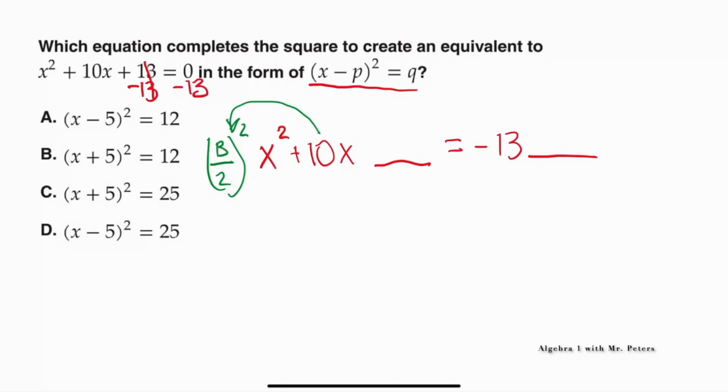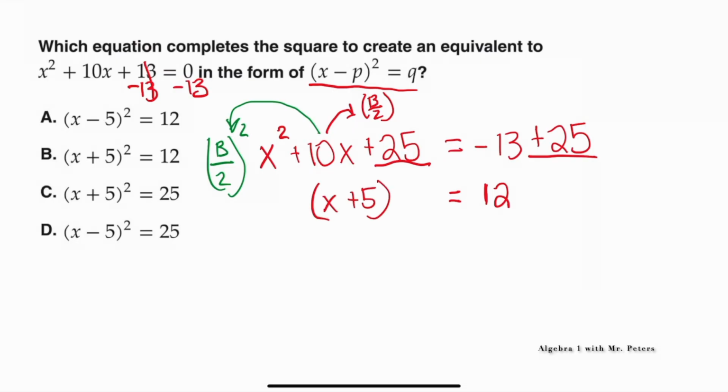So half of 10 is 5. 5 squared is positive 25. Yes, we are going to add it on both sides of the equation. So now when I simplify, my right side turns into positive 12. And to get the binomial, all we need to do now is take this same b and just divide it by 2. So when I divide 10 by 2, we get x plus 5. This is the binomial that would get us that trinomial. So my final answer in this question would be B.